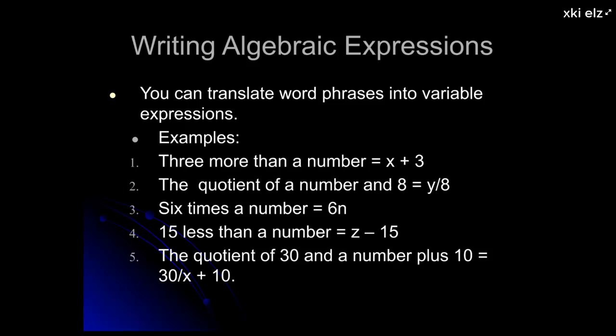The quotient of a number and 8, so it's y in this case divided by 8. 6 times a number, you get 6n. So remember, when a number and a letter go next to each other, they are multiplying. 15 less than a number, so you have your mysterious number, z, and you're taking 15 away from it. And the quotient of 30 and a number plus 10. So we have the quotient of 30 and a number, 30 divided by x, and then we're going to add 10 on at the end.